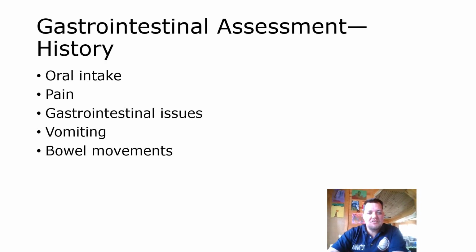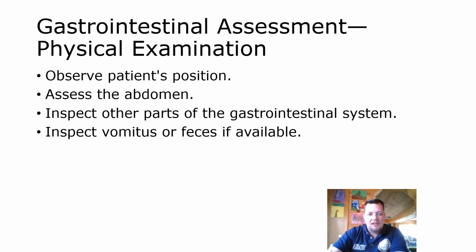So in our history for the GI, we're going to look at their oral intake, their pain, any kind of gastrointestinal issues, vomiting, and bowel movements. In the physical examination, we're going to look at the patient's position. We're going to assess the abdomen, inspect any kind of other parts to the GI system, and inspect their vomit or feces if available.